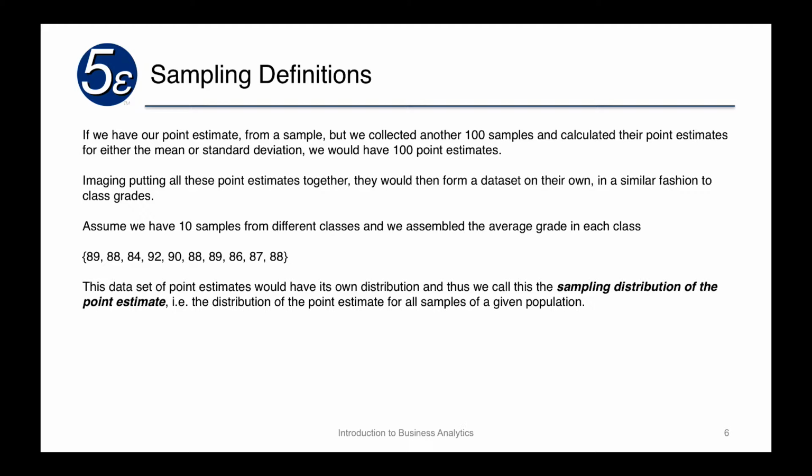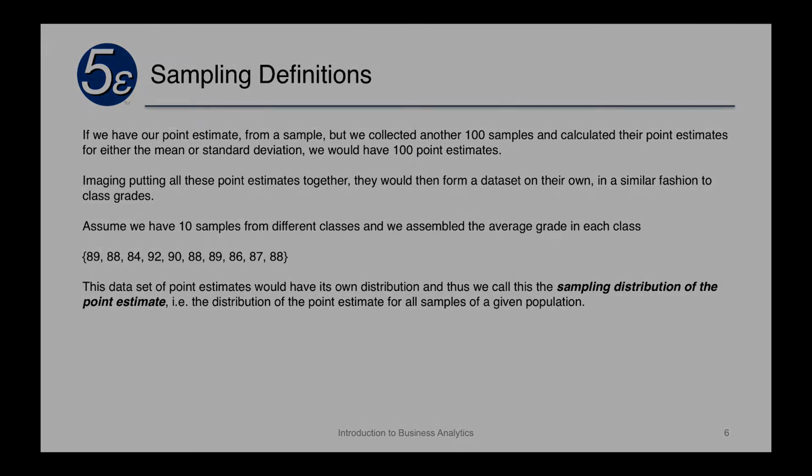So let's assume that we have 10 samples from different classes and we assemble the average grades in each class. It might look like this set of data. Now, all of those averages together, especially as you collect more and more samples, will have its own distribution. They're forming its own data set. And we call this the sampling distribution of the point estimate. So this is the distribution of the point estimate.